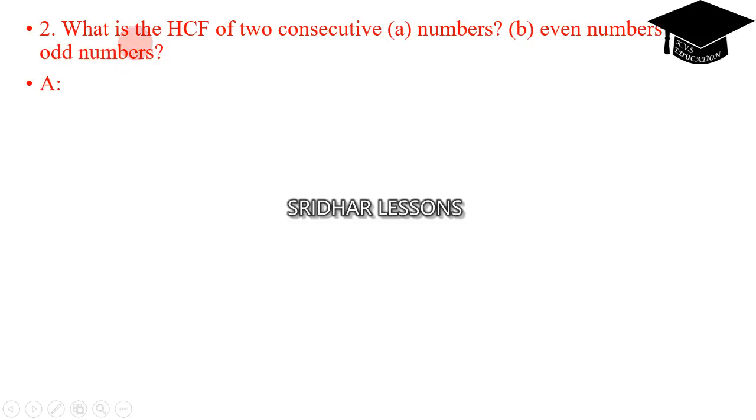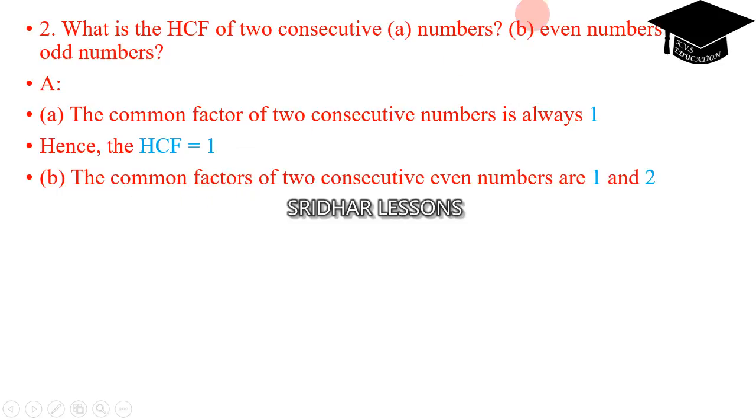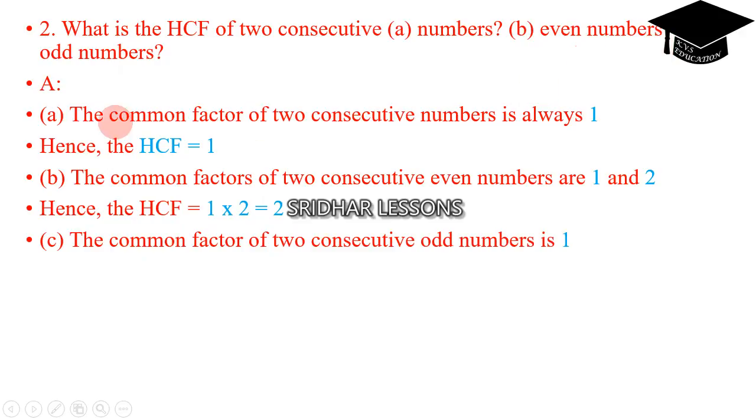Problem number 2. What is the HCF of two consecutive numbers, even numbers or odd numbers? The common factor of two consecutive numbers is always 1. Okay, for the first one, the answer: so HCF is also 1. Next, for the question B, the common factors of two consecutive even numbers are 1 and 2. So HCF is 2. For the problem number C, the common factor of two consecutive odd numbers is 1. So the HCF is 1. Okay?